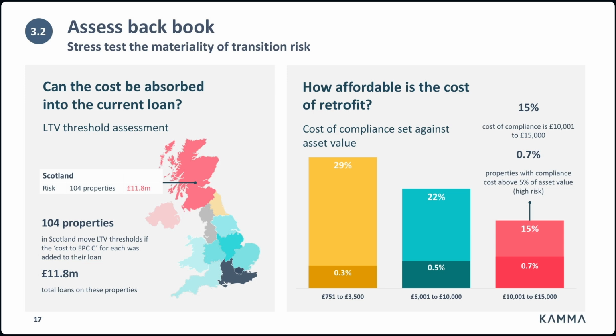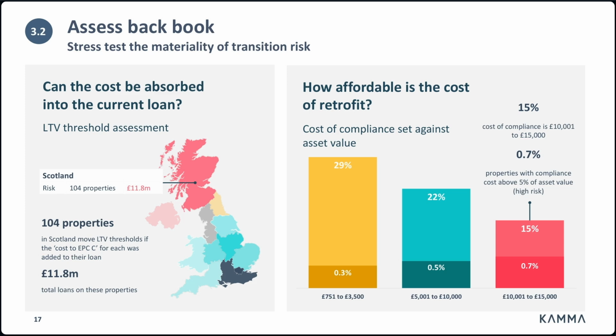And in doing so, that gives us a clear data point which you can feed into two questions which amount to some standard stress testing. So question one, can the cost be absorbed into the current loan? If you add that cost of C to the outstanding balance, does it fit within the original agreed LTV ratio? And if so, then arguably you can lend on the same terms, and that property itself is not high risk because it's affordable for that property to get towards C.